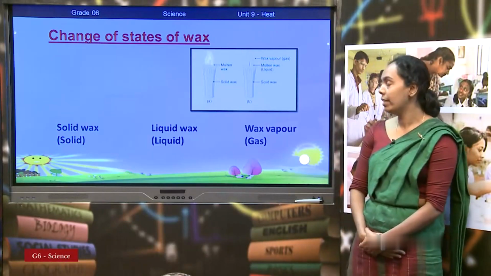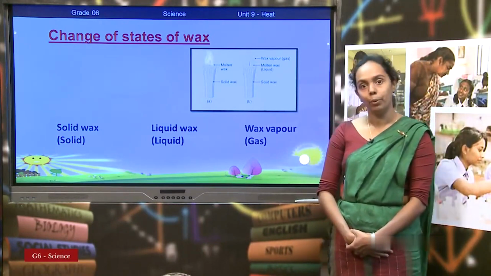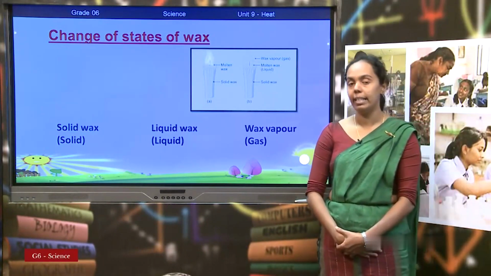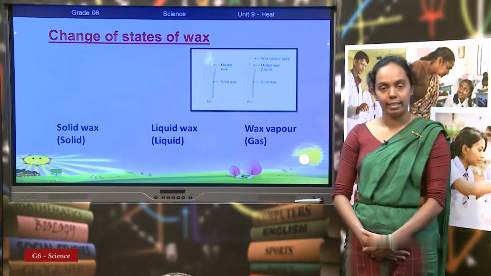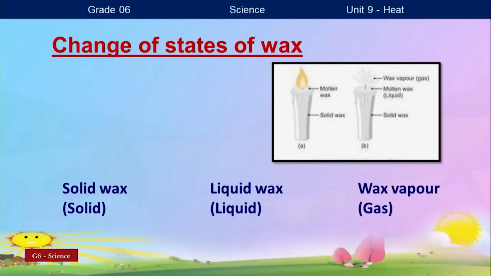Here we will see what happens to wax when it is heated. You know, if we take a candle, the candle is made up of wax. Wax is the solid state of wax. Now we will think what happens to the candle when it is lit. When we light the candle, the wax starts to melt. That means wax becomes liquid wax. Then that liquid wax again absorbs heat from the flame of the candle and becomes wax vapor.